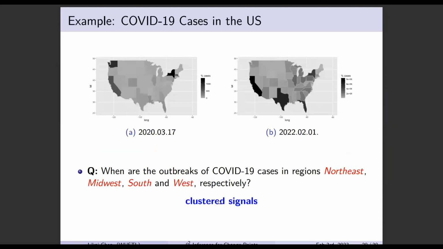Here is an example to illustrate why we care about locations as well. This is COVID-19 cases in the US, a plot of the case numbers at different locations. The darker means more cases: the black color corresponds to more cases, the light color to fewer cases. It seems from this picture, this time slice, that the outbreak of COVID-19 cases in different regions differs. This also enlightens us that we probably do not want to aggregate all the locations, but only aggregate locations within clusters.